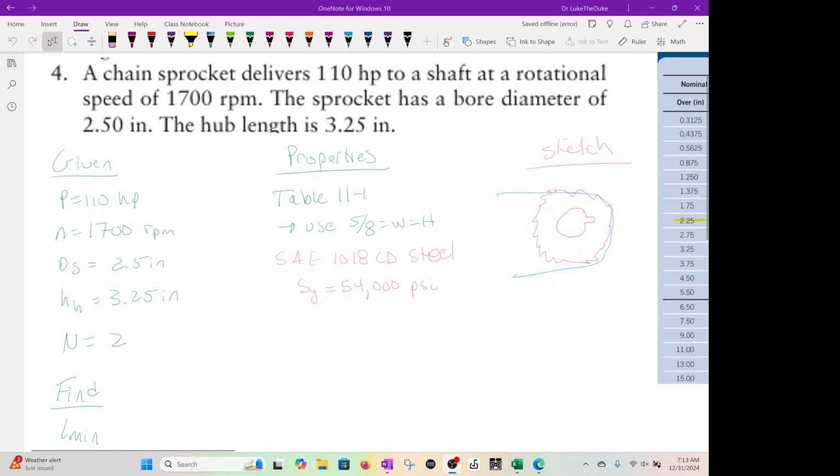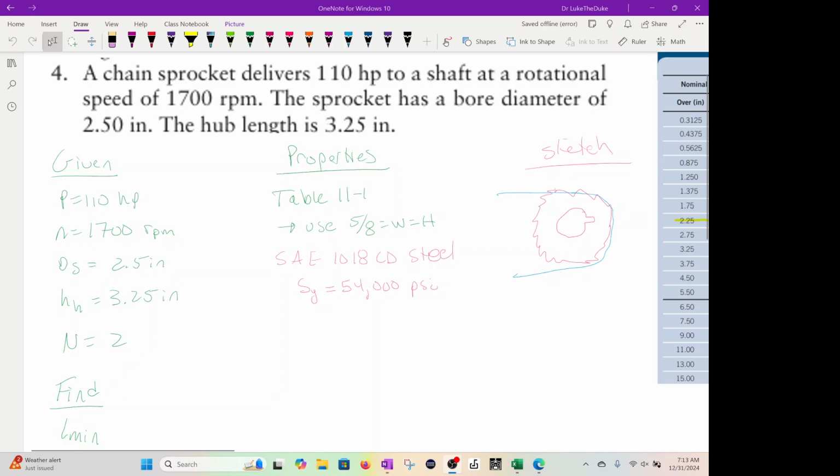All right, so I've kind of already set this up for you, given the power, the RPMs, the diameter of the shaft, length of the hub. We're going to use a design factor of 2. That's what N is. We're going to find the minimum dimensions, but also the width and height. Okay. We're going to use SAE 1018 cold drawn steel. It has an SY of 50,000 psi. Okay. Now, first thing, we do our given sketch properties.